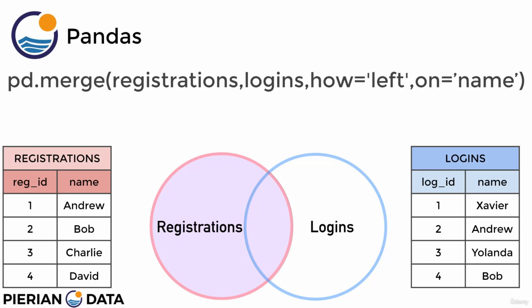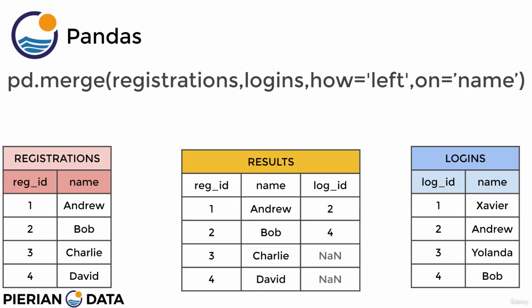If we take a look at the Venn diagram, because I say how is equal to left, that means I want everything in the name column that is present in the left-hand table. So Andrew, Bob, Charlie, and David all have to show up in my results, regardless if they are present in the logins table. So the results will look something like this. And now you should know that we end up with null values here. Because I'm saying how is equal to left, and I'm saying on name, every single name in the left table will be present in the results, along with their corresponding column values between the two tables.